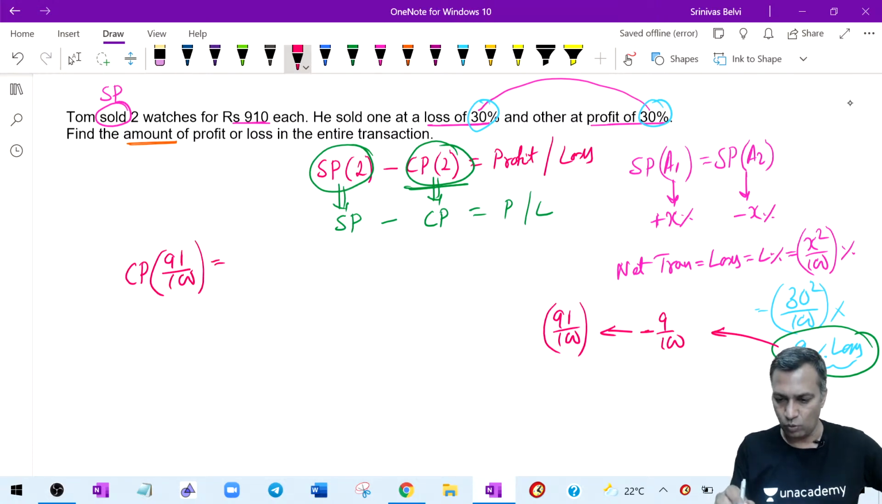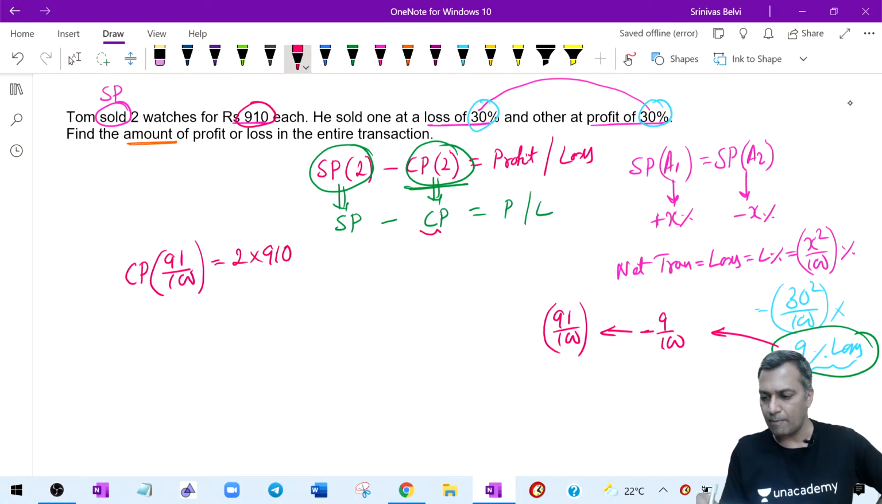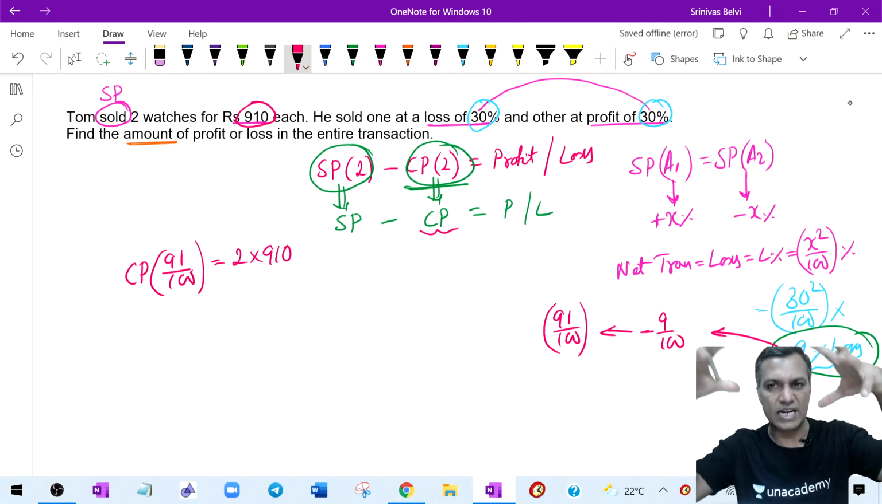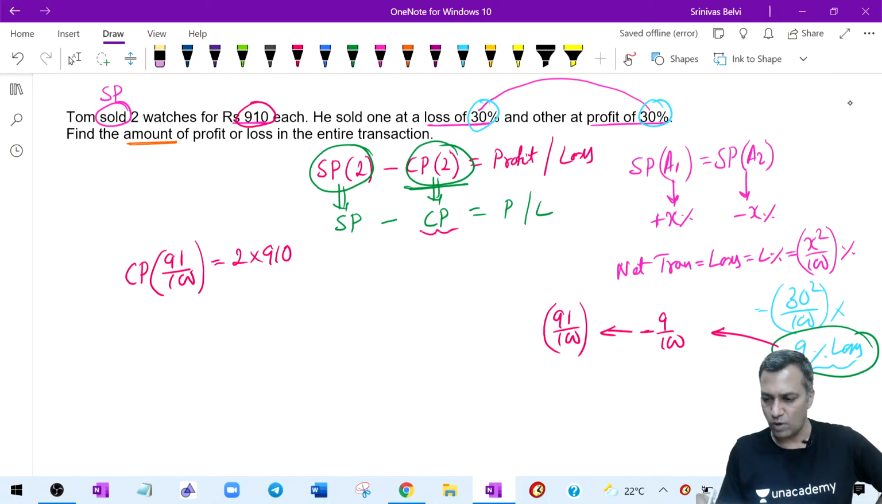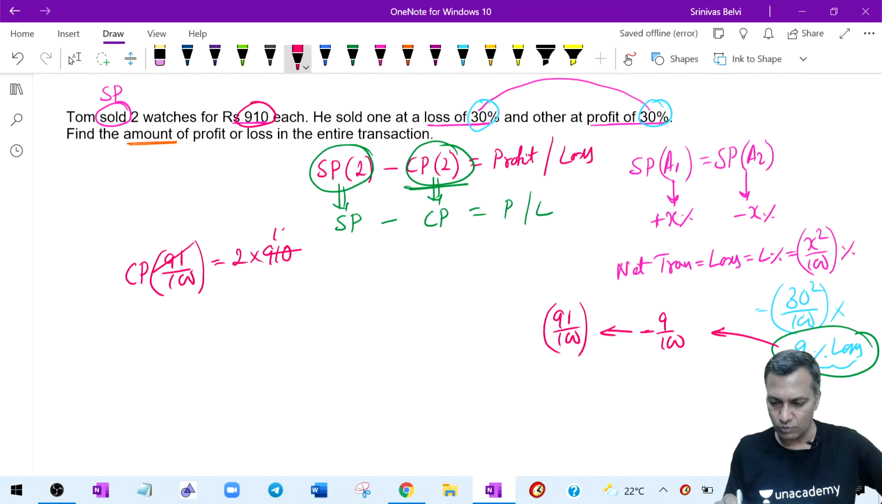Selling price. Okay, what is the selling price? Selling price is 2 times of 910. Why? Because I combined both the articles. I'm simply calling it as one entity now, which becomes 2 times of 910. 91 1 times, 91 10 times, right? 91 10 times. Therefore, cost price of both the articles put together is nothing but 2000 rupees.